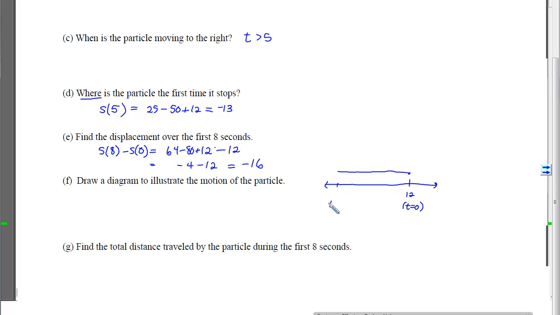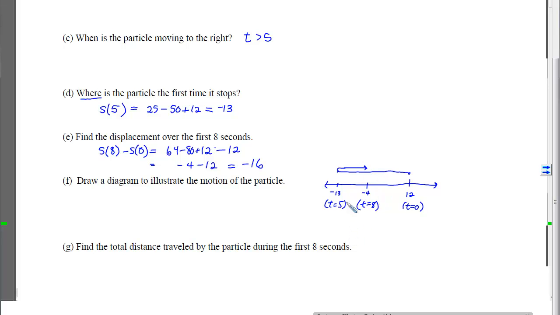And at t equals 5 is when I have stopped. Now notice when I plugged 5 in, I was at a negative 13. So now, once I stop, then I start to move to the right. So we're going to turn around and head the other direction until time, which is 8, when I land at negative 4. So at negative 4, my time is now 8, and I have stopped my counter at negative 4.